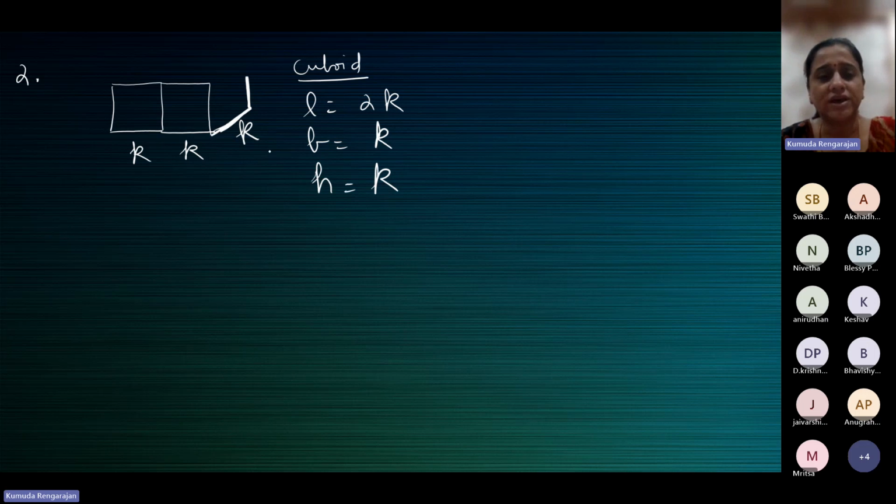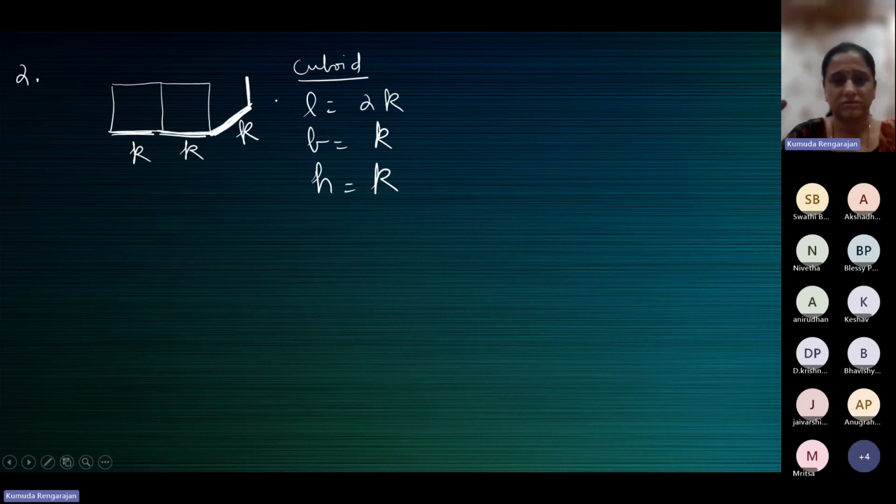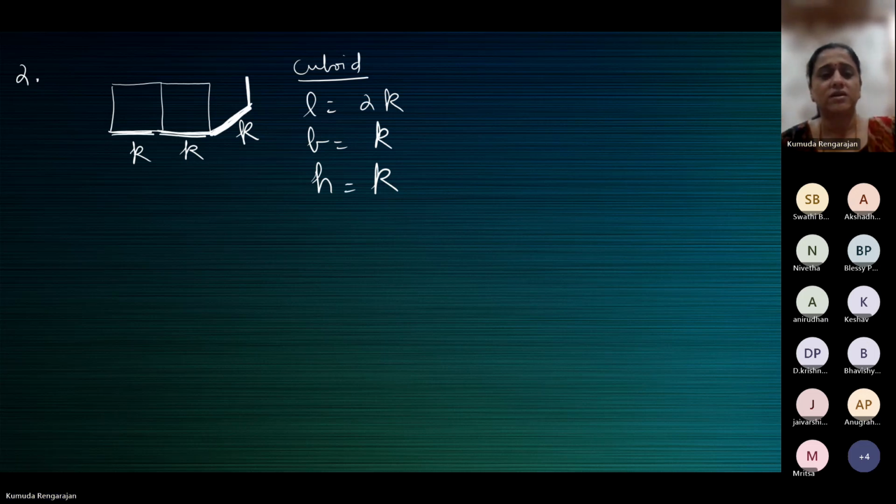Two cubes of edge K units. The resulting solid is a cuboid of length K plus K, 2K units. Breadth will be K only. Imagine that, two cubes stuck together. The breadth will be K units and the height also will be K units, because it's a cube, no? Length is equal to breadth is equal to height.